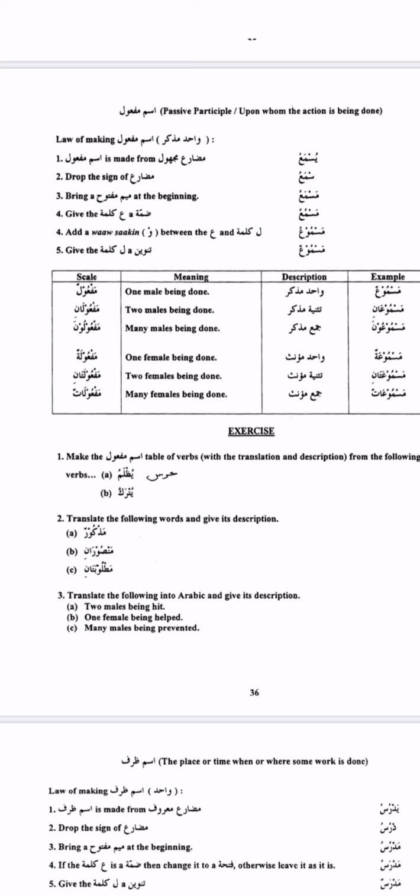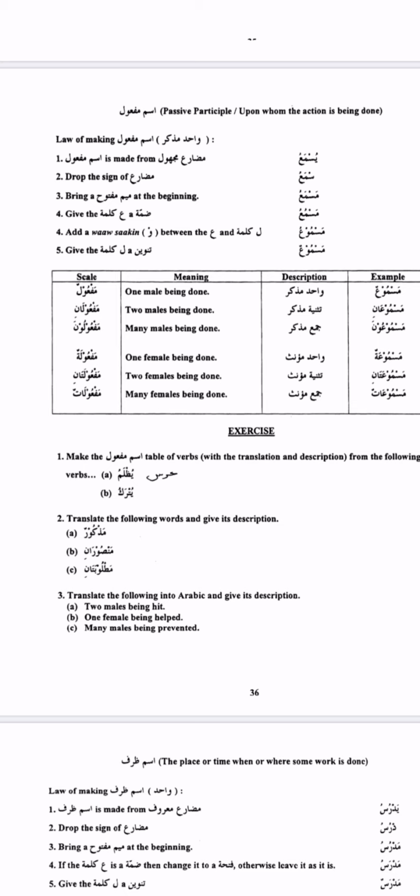Wahid mudhakkar. And then the table is as follows: masmu'un, masmu'ani. Masmu'ani, tathniya mudhakkar, dual masculine, those two males who were heard. Masmu'una, more than two males who were heard. So sami'a yasma'u, sama'a, hearing, listening. So masmu'una, all of those males who were heard.